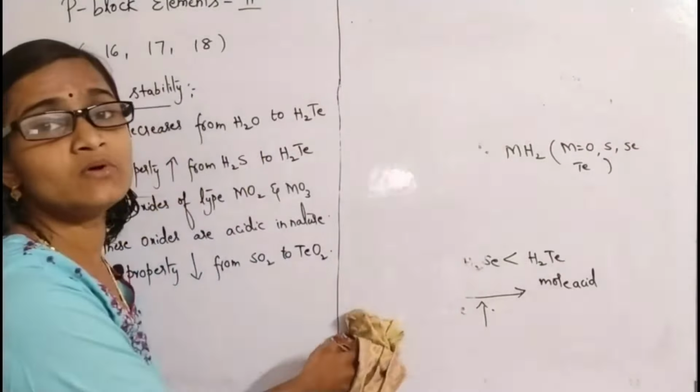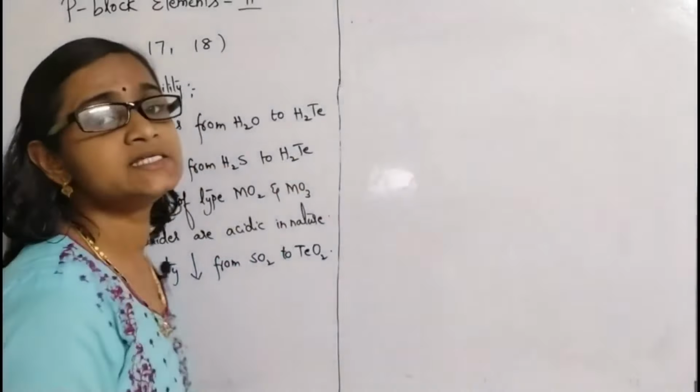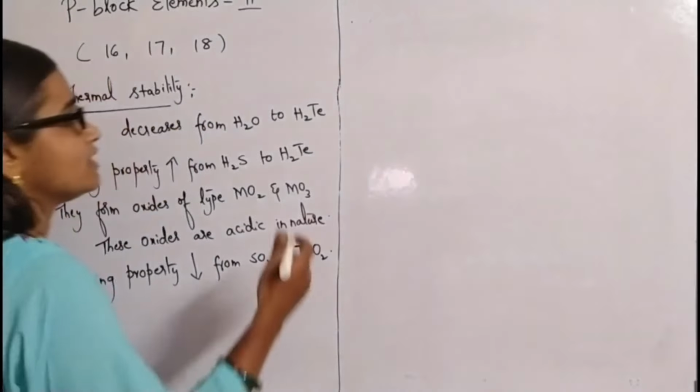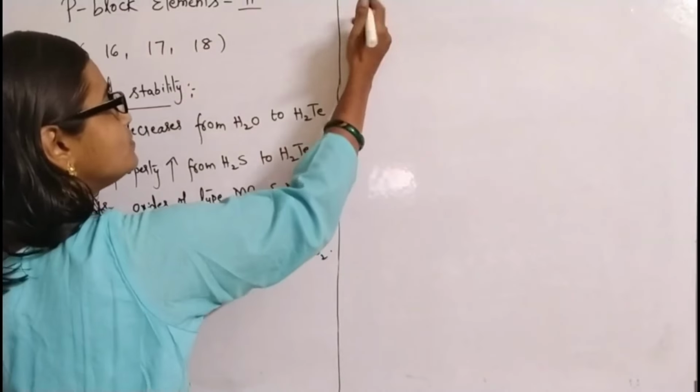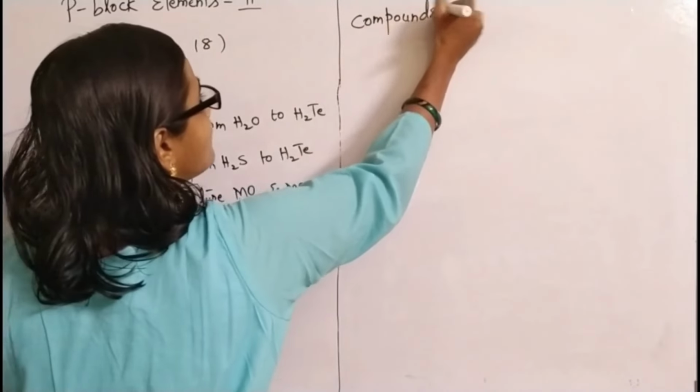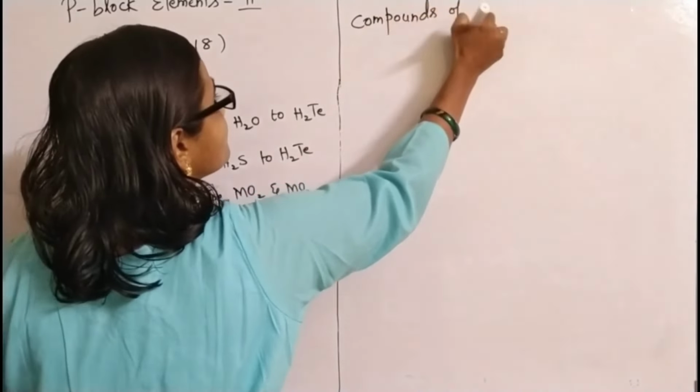If you go for the compounds of 6A group elements, the first and foremost thing which you have to discuss is about ozone. Now, compounds of oxygen. Generally, the first one is dioxygen, O2.